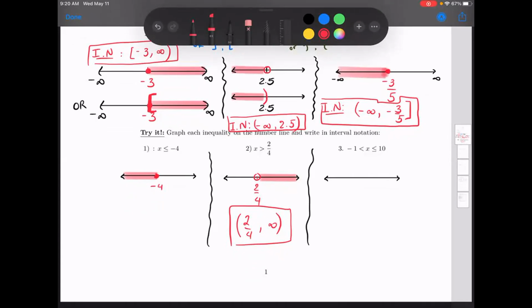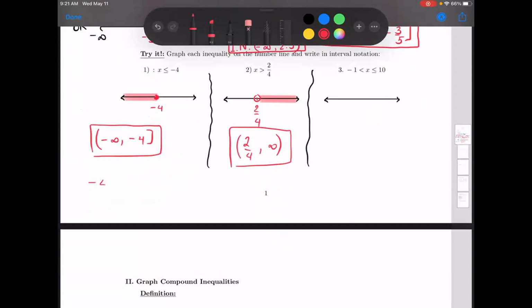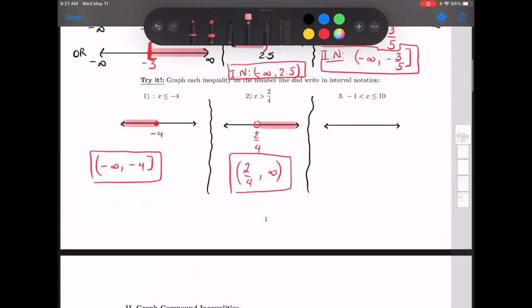Let's see. So the interval notation will be from -infinity to -4, bracket. By the way, you should always go from smaller to larger, always from left to right. A lot of people do from -4 to -infinity, just because they hear infinity, they just put it behind. But -infinity is smaller than -4, so make sure you always go from the left.